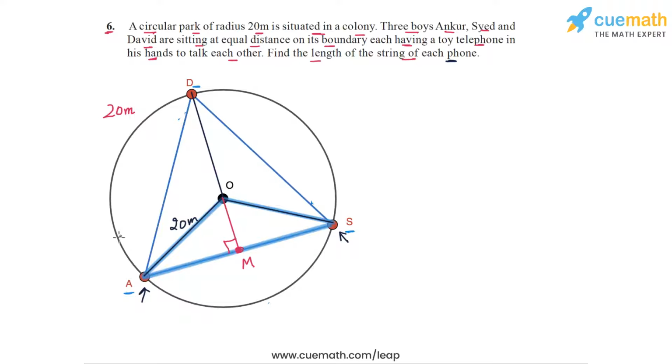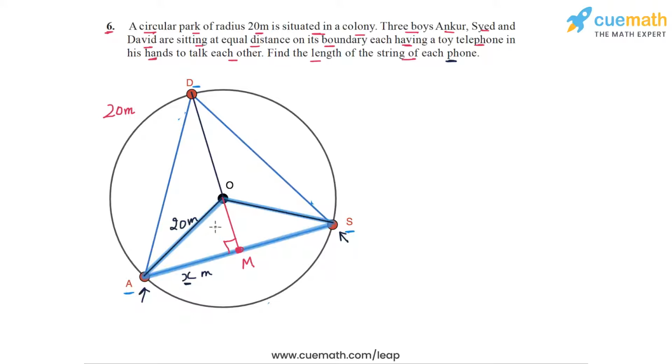So we'll come to the area part. Let's assume that the length of AM is x meters. Our objective is basically to find x, because once we have the length of AM, we can just double it and we can get the length of AS, because AS is double of AM. So we are going to find the value of x using some area calculations.